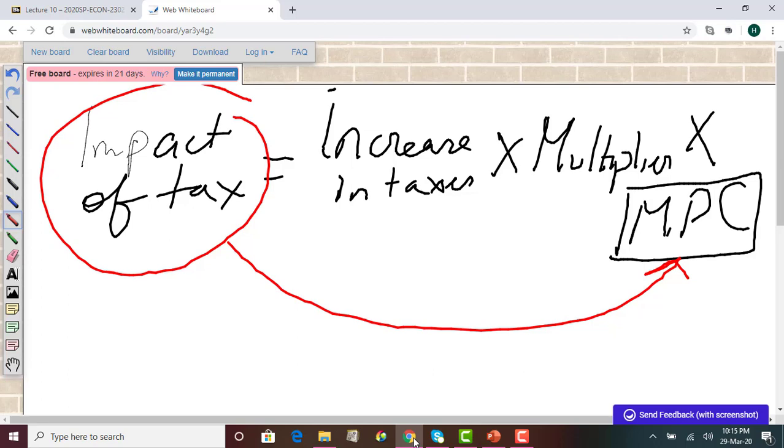So this number will be a negative number, because your output is actually going down by this number because of the increase in taxes. Since the government increased taxes, the number you get using this formula is the output that falls by this amount.